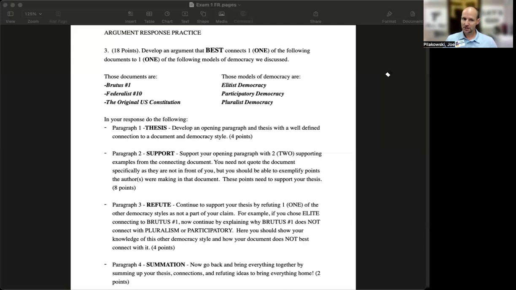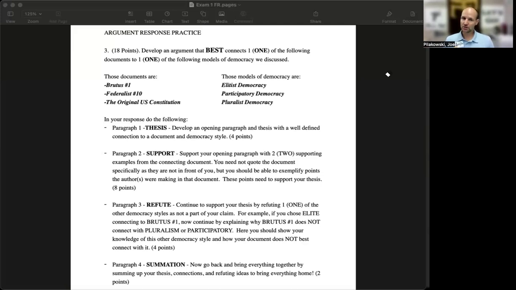The format. So you can see you're going to write a thesis. You guys know how to do that. Paragraph 2, you're going to provide your support. Paragraph 3, you're going to refute one of the other sides by saying why they're wrong. This is something AP wants you to do. It shows them that you know the other perspectives and why they're wrong. And then paragraph 4 is going to be a summation. So it's not your classic 5-paragraph essay. I'm having you write 4, but I think that you can do it.